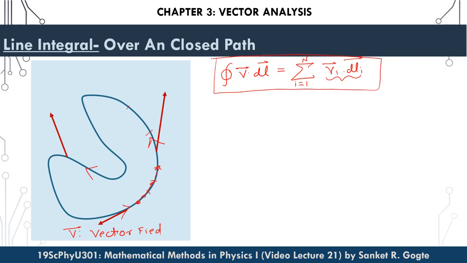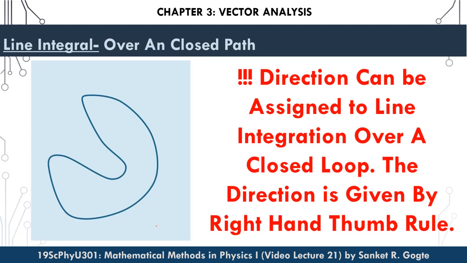Now obviously this also is a scalar quantity, but in many physical applications it is useful to assign direction to this line integration over the closed path. And how do we do it? We do it by using the right hand thumb rule. Suppose we are calculating this line integration, then we can use the right hand thumb rule to give direction to this line integration. We hold our right hand such that the four curled fingers except thumb denote the direction along which this line integration is calculated. So in this case it is counterclockwise direction.